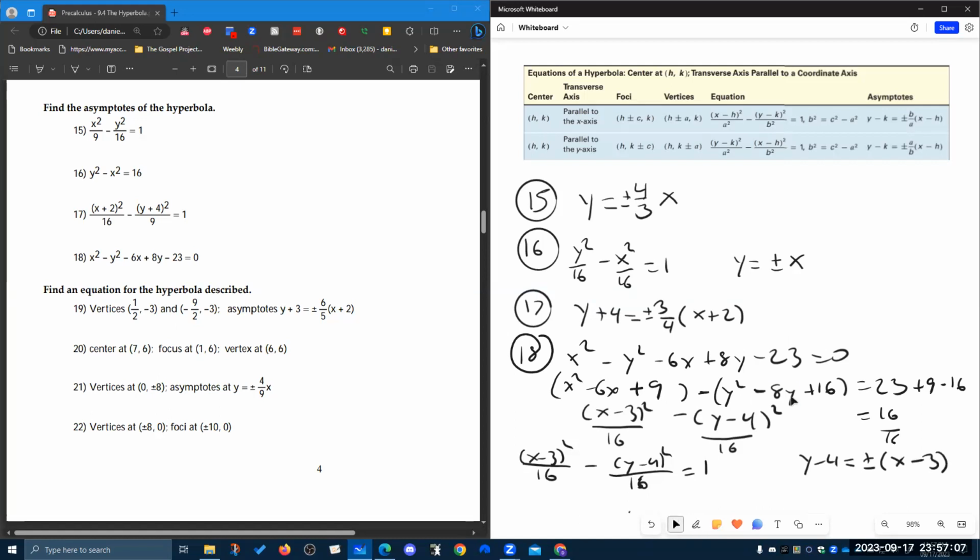That's it for these asymptotes. We'll come back next time and find the equation of the hyperbola that's described.